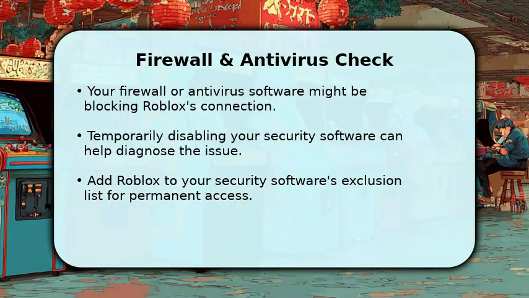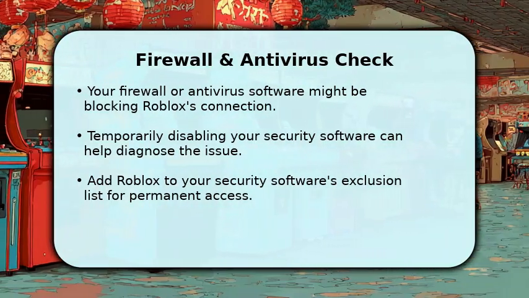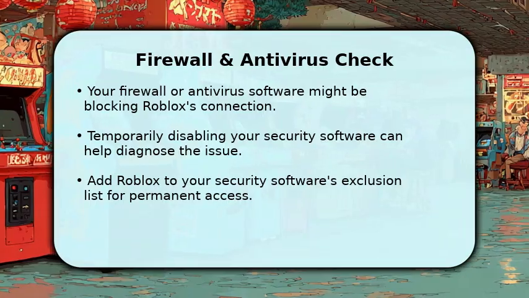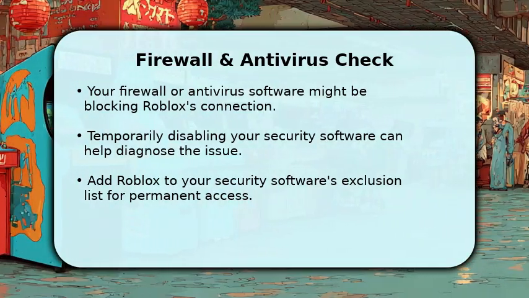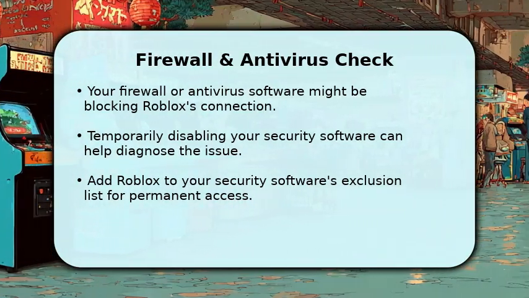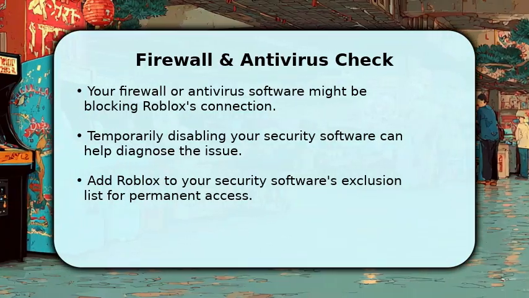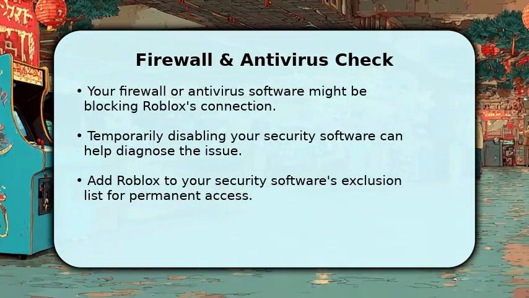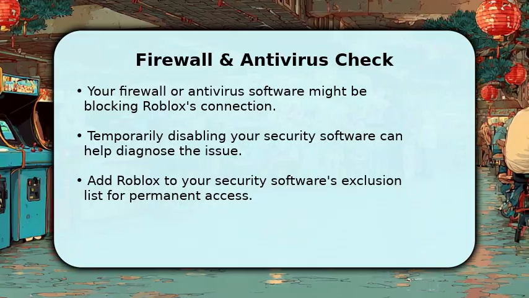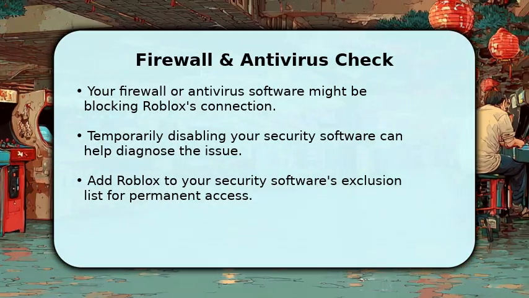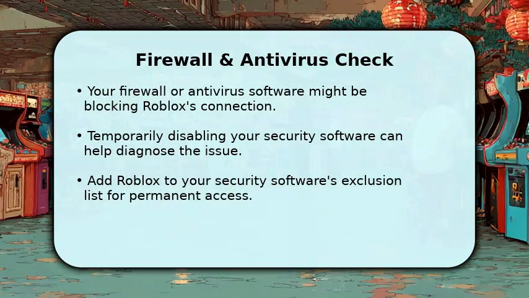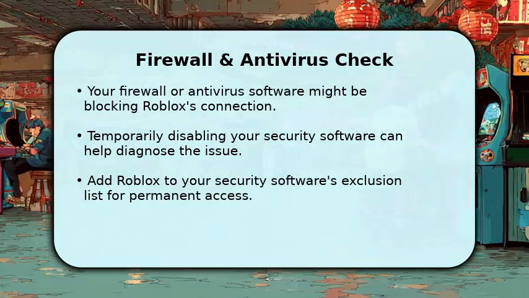Sometimes, your computer's firewall or antivirus software can mistakenly block Roblox. Temporarily disable your security software for about 1 minute to see if Roblox then launches correctly. If it does, you will need to add Roblox as an exception to your firewall and antivirus settings. This ensures the game has the necessary permissions to communicate over the internet without being flagged as a threat, preventing connection-related crashes.